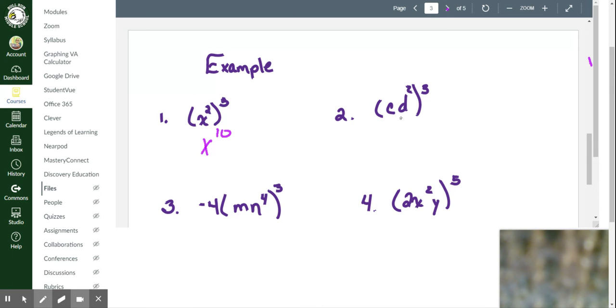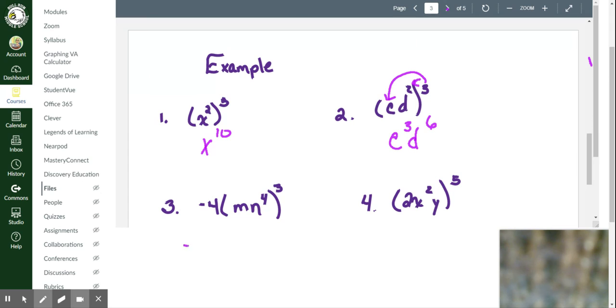Okay, number 2 here, that's a 3 on the outside, so that 3 gets distributed to each piece. So you will have c to the 3rd, d to the 6th. And that is because of this parenthesis here. Anytime you're touching a parenthesis, you're going to multiply.